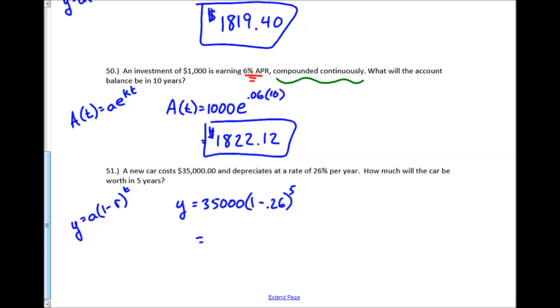Once again, I want to make sure I follow those order of operations. Just be careful with that. That's where the mistakes are going to come in. You have to make sure you do that subtraction first, then raise to the power, then multiply by the 35,000. It looks like about $7,766.52. Okay?